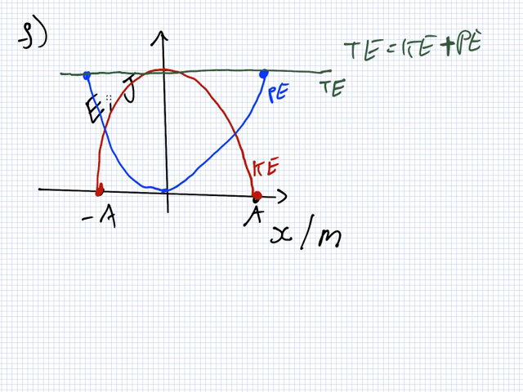Let me move my E a little bit. So this axis here is the axis for energy, and this one here is for displacement. Is your word T? Oh, total energy, yes.